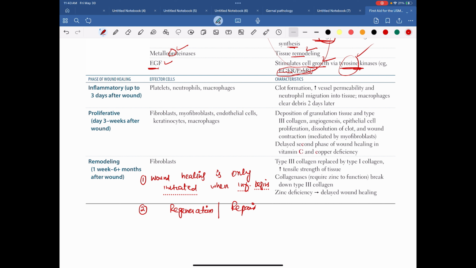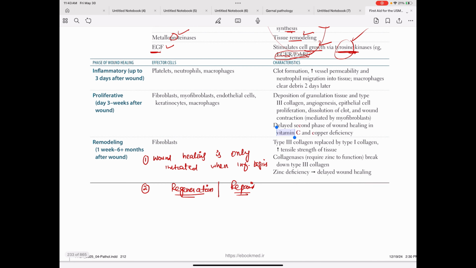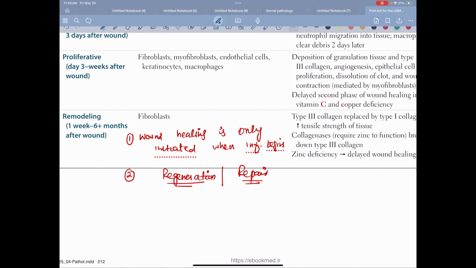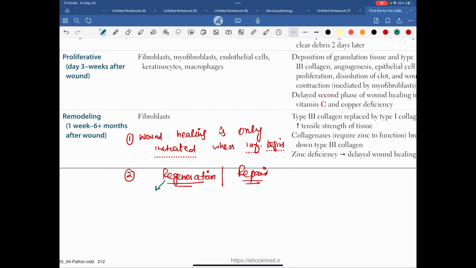So let's discuss first regeneration. Then after that we will discuss repair. Then we will combine both these things. So first of all, what is regeneration? Basically regeneration is the replacement of damaged tissue with the native tissue. It is called regeneration. So what is the definition? Replacement of damaged tissue with the native tissue.